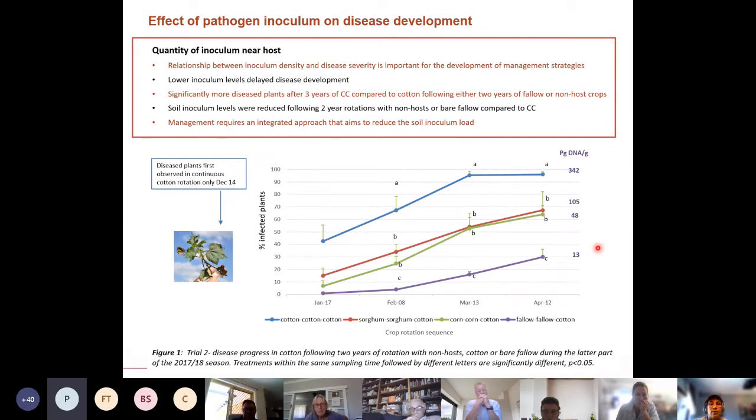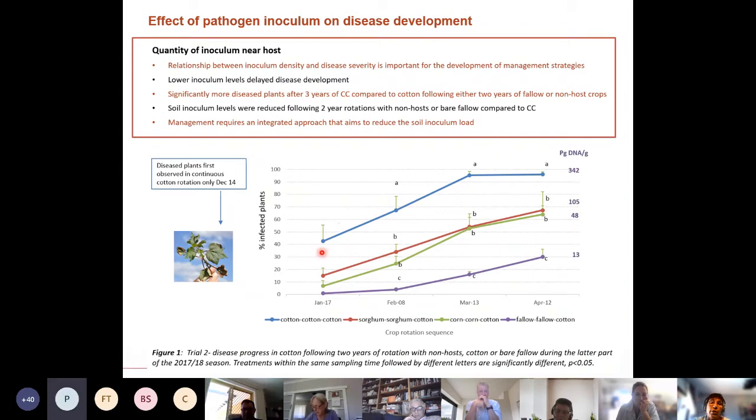And so what this showed was that, yes, there is a relationship between the disease inoculum and infected plants. We know that we can slow down the development if we have lower inoculum levels.